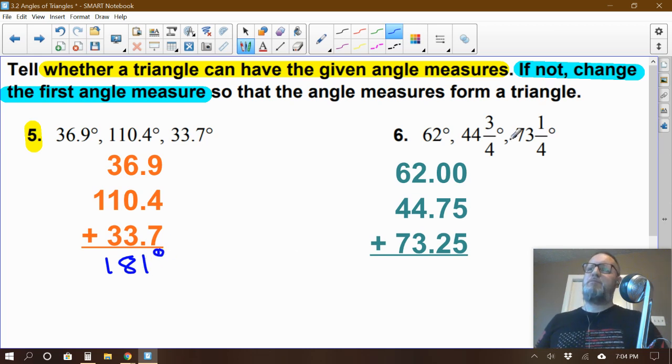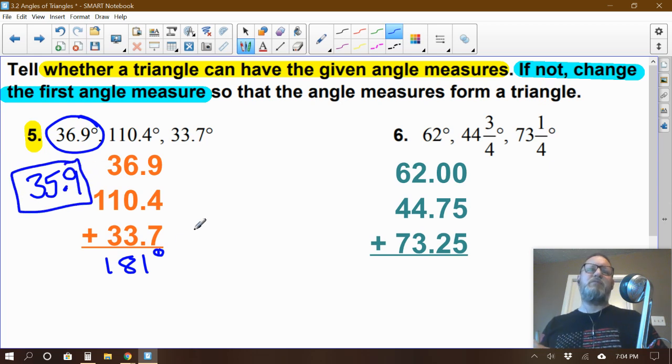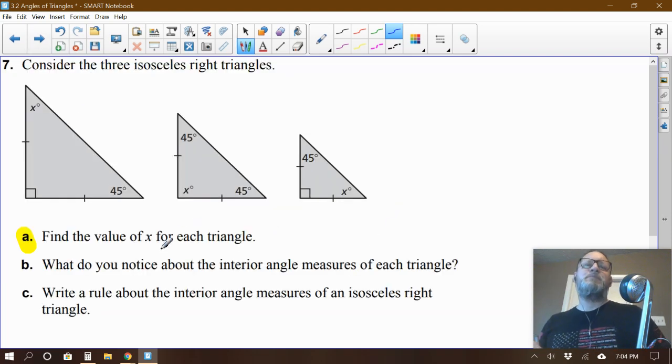Now, what did they say to do? If not, and this is not, change the first angle so it does form a triangle. Okay, so we have to change the 36.9. So if this is 1 too high, this number needs to be lowered by 1. So it looks like 35.9 would be the new angle measure. Okay, there we go. And I'll leave this one for my students to do.